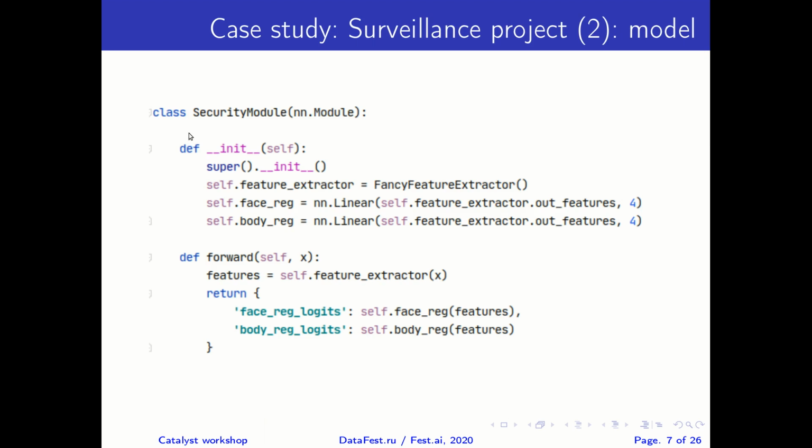So we have to create our own PyTorch NN module, which is the standard stuff. We basically extend the NN module from PyTorch, then we use our own fancy feature extractor or whatever. And then we have regression heads, which in this case are fully connected layers for face and body, and they predict 4 different coordinates for x, y, w, and h. And the output is a dictionary with the logits for the face regression and the body regression.